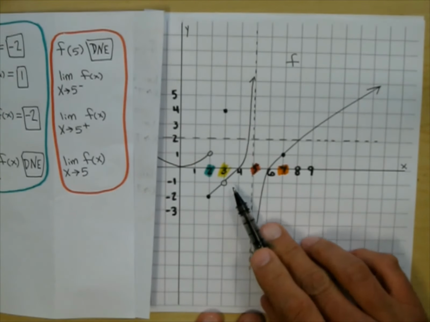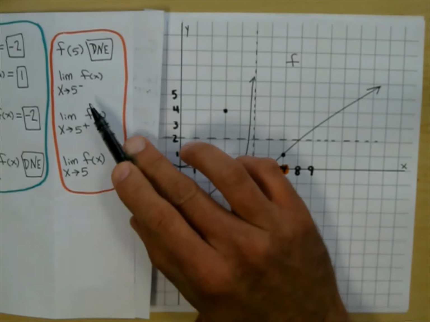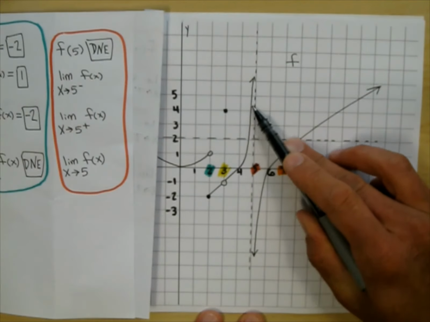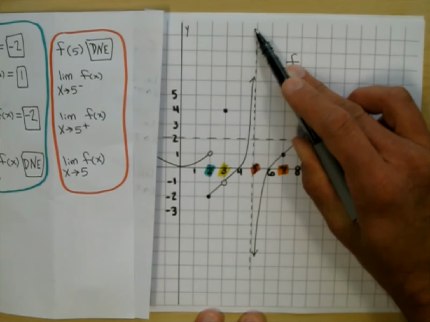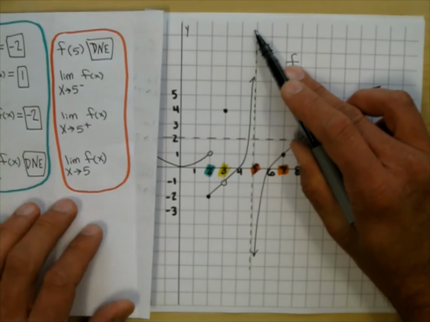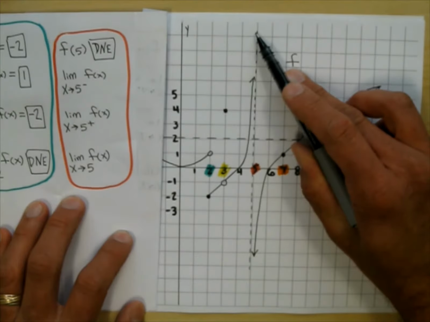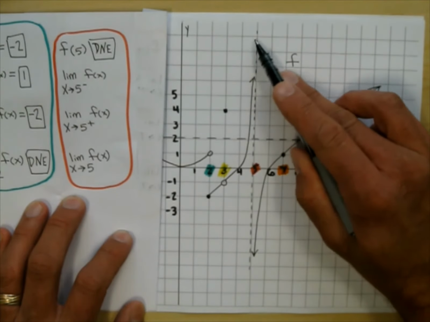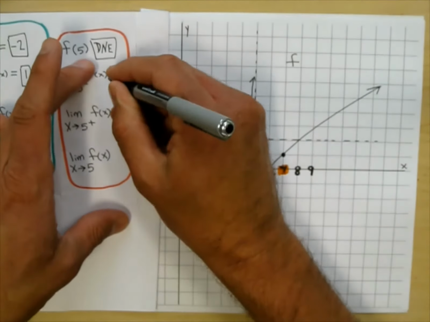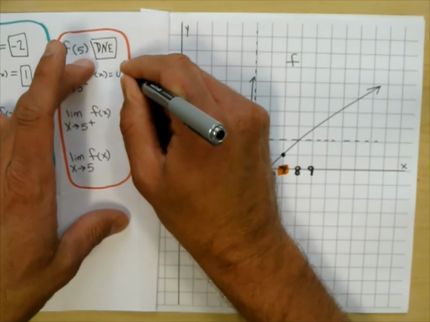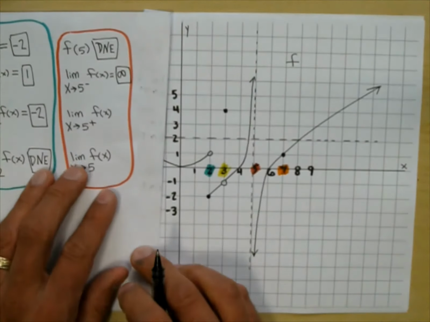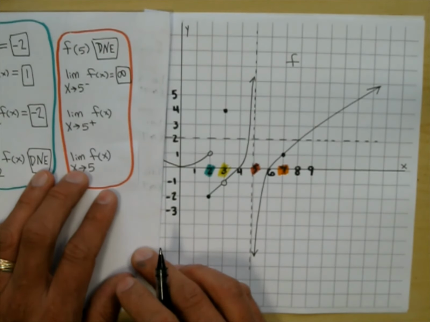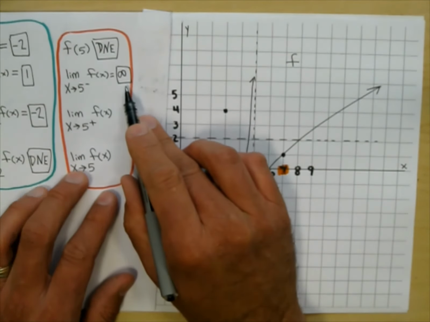Okay, now, as you're approaching 5 from the left-hand side, you're a little bug, you're walking along this graph. Where is your y value? Well, you're not going to be going toward one particular y value, but you are going, in terms of y values, to infinity. So this equals infinity. And we talked about infinity being a special kind of DNE, but we have to put infinity.